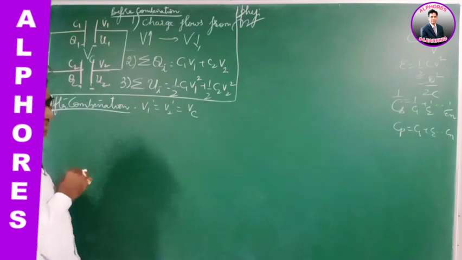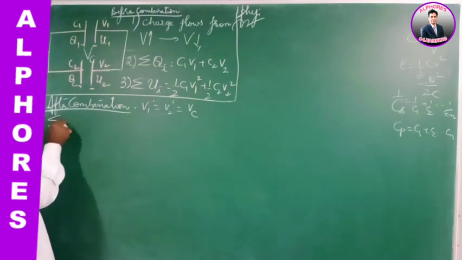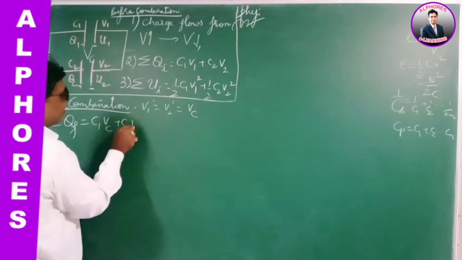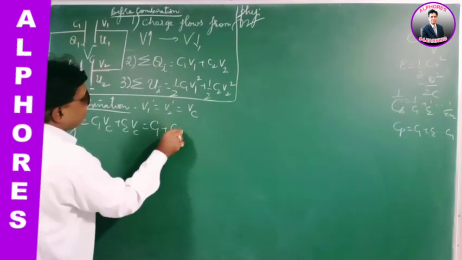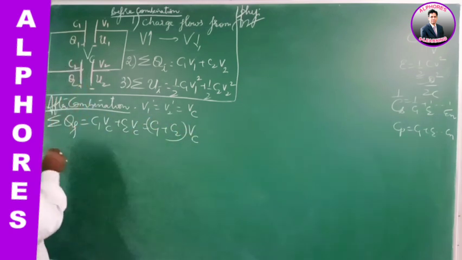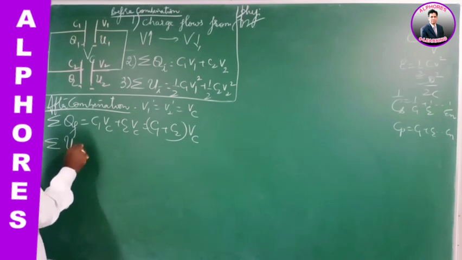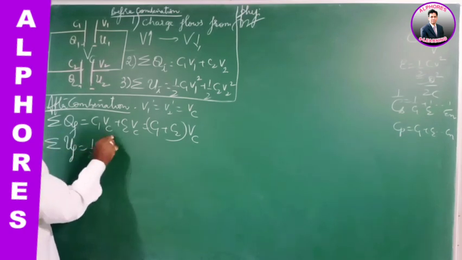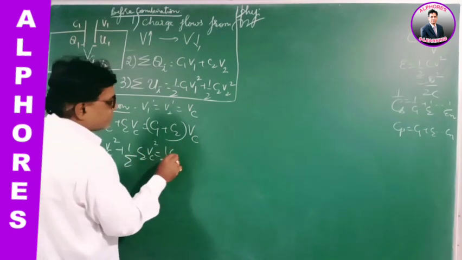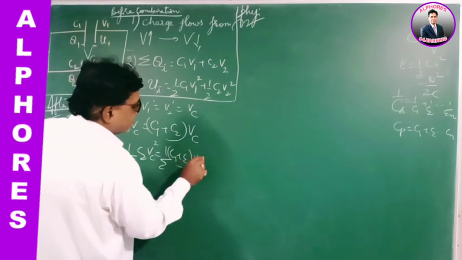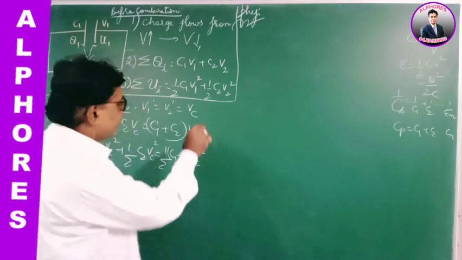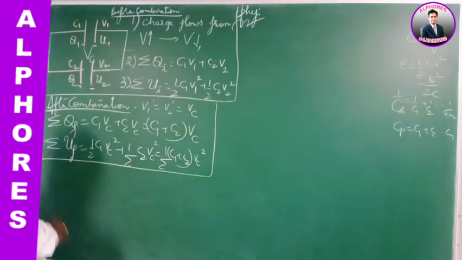They attain common potential. Therefore, the total final charge of the system is C1 Vc plus C2 Vc, or it is C1 plus C2 into Vc. The total final energy is equal to half C1 Vc square plus half C2 Vc square. You can write it as half C1 plus C2 into Vc square. Now this is the total final energy.